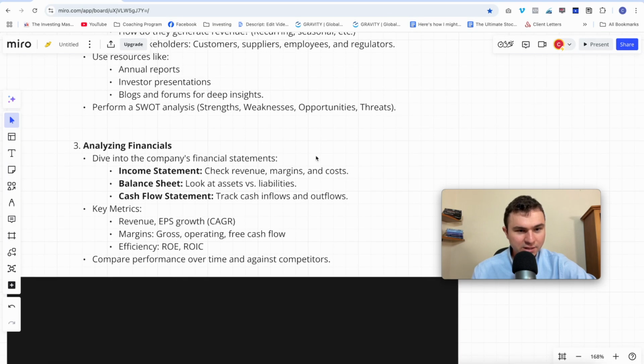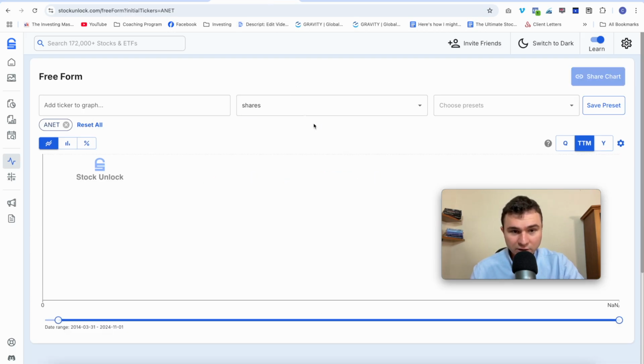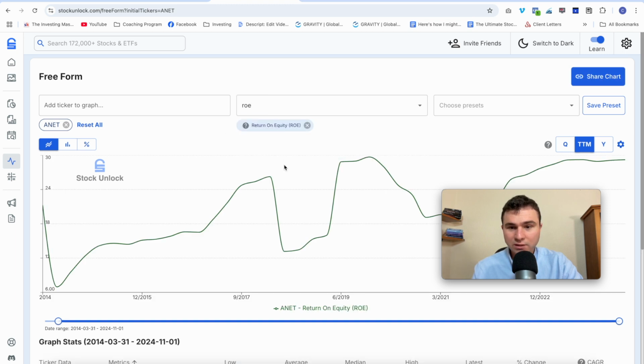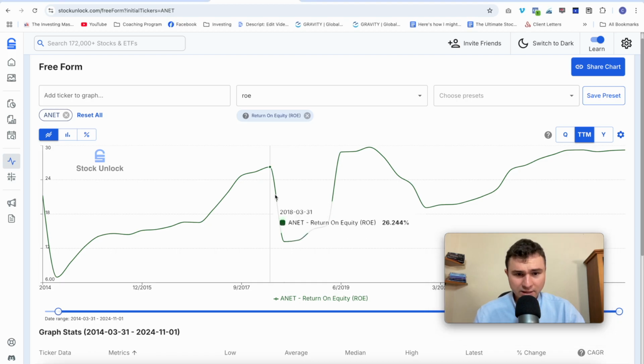Check the margins, check everything, financial statements. Yeah, look at some key metrics. I mean, I did it without reading this one. Revenue growth, EPS growth, margins, so gross margins, operating margins, free cash flow margins. You can check the efficiency with the return on invested capital, return on equity. I mean, you can do it right now. We check the return on equity. Wow, cyclical, but up and to the right. Cyclical. Again, what happened in 2018?